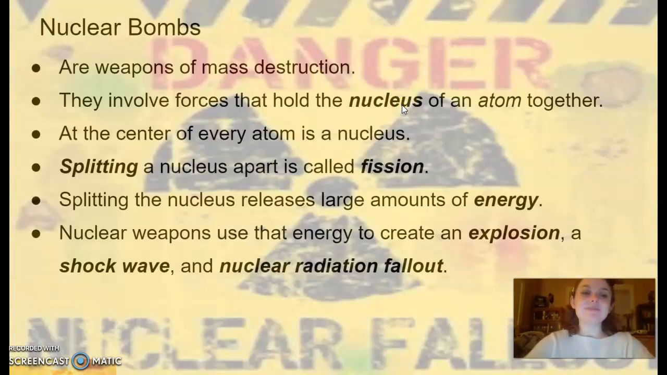Nuclear bombs are weapons of mass destruction. They involve forces that hold the nucleus of an atom together. At the center of every atom is a nucleus. Splitting a nucleus apart is called fission. Splitting the nucleus releases large amounts of energy. Nuclear weapons use that energy to create an explosion, a shock wave, and nuclear radiation fallout.